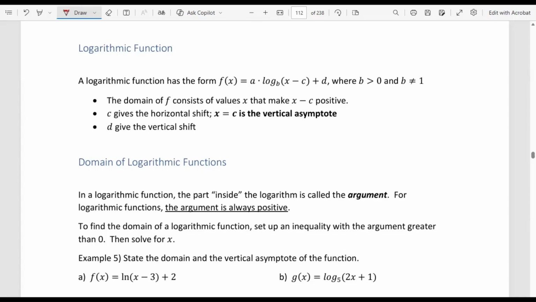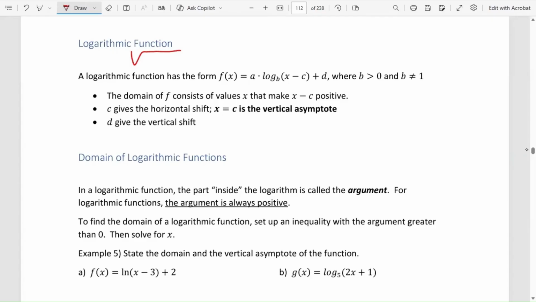Logarithmic function. When we talk about the function, that means we are talking about an expression that includes x and y, which means y equals log x with a base like 2 or 3 or 4. And since we're talking about a function, instead of y, we use f of x. So this is a logarithmic function.